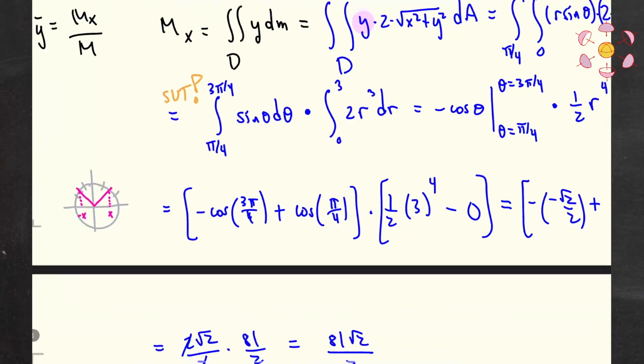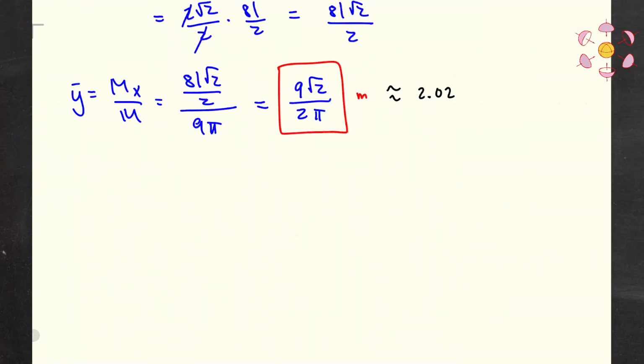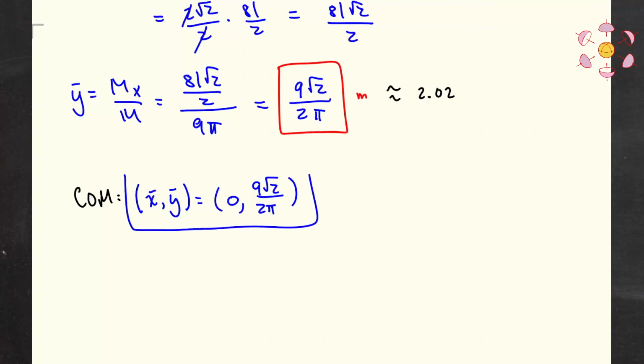All I'm going to do now is just write a nice little center of mass. Write this as ordered pairs. X bar, y bar equals 0, 9 root 2 over 2 pi. Put a box. Units are measured in meters. There you have it. Lovely problem over here.